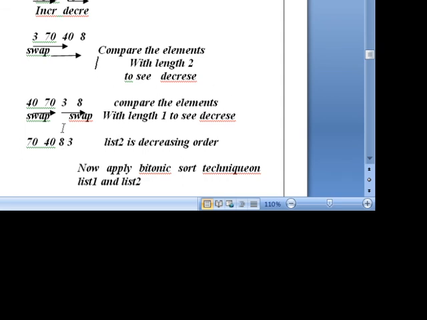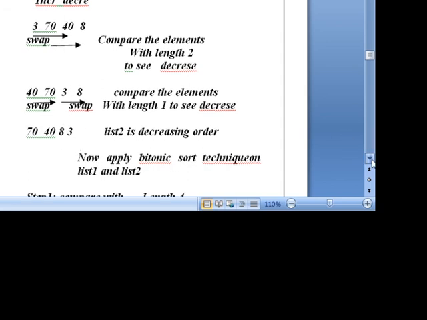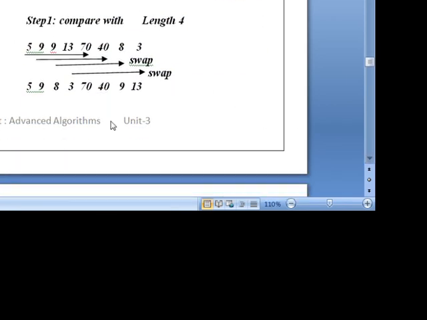So once it is converted, the first is increasing order and the second is decreasing order. Now combine both and apply the bitonic sort. Already we know how to sort a bitonic sequence, how to apply the bitonic sort to sort the elements. Thank you. This is the example of how to sort the given list using bitonic sort if the list is not in a bitonic sequence. First you convert it into a bitonic sequence, then apply the bitonic sorting.